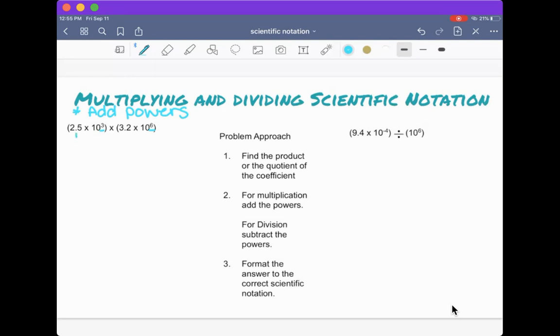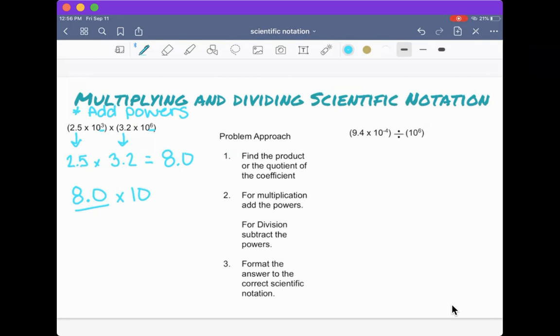The first thing you're going to do is find the product of the coefficients. My coefficients are 2.5, and I'm going to multiply that by the coefficient right here, 3.2. When I get that answer, I'm going to plug that in the calculator. You, of course, can do it longhand on paper. Maybe try one that way just to get your brain working. But I'm going to get 8.0. Now, that's going to tell me the coefficient of my scientific notation.